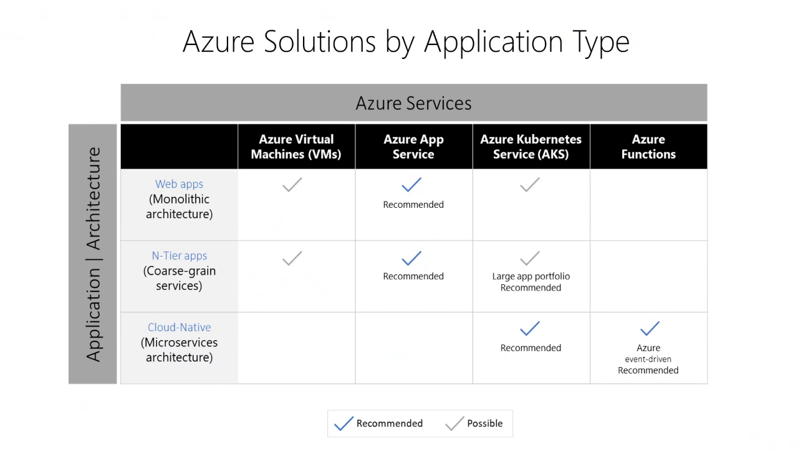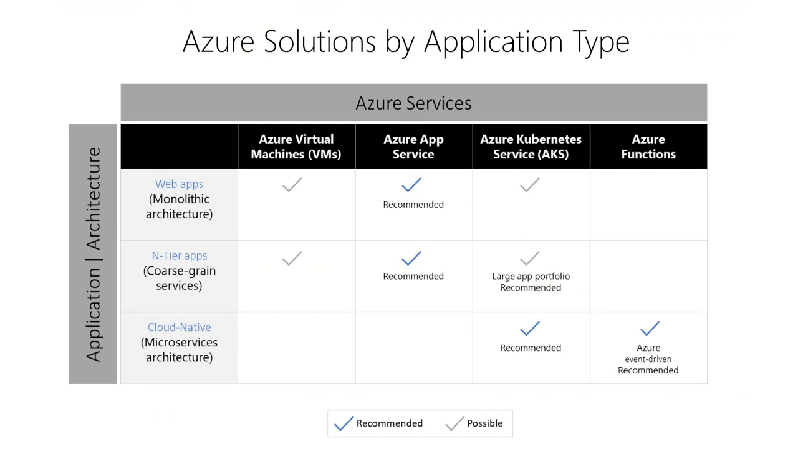If we think about Azure solutions by application type, really when you have applications, there's a couple of different types. The first type of application we might have heard about is a monolithic architecture. So for example, a monolithic web application where everything's sort of bundled together in one code base. It's deployed and run as a single unit.